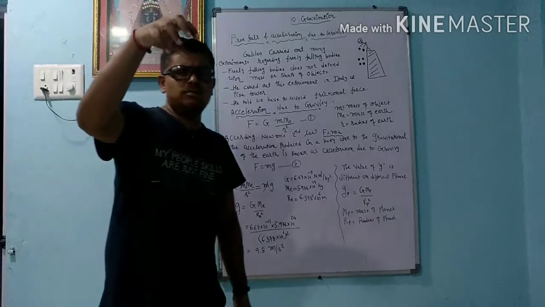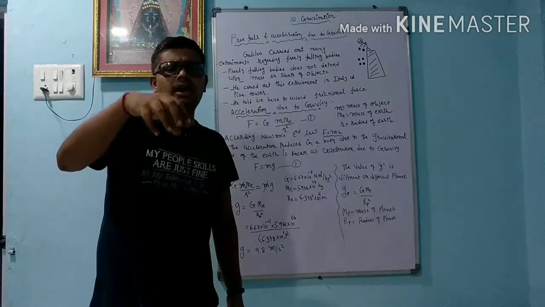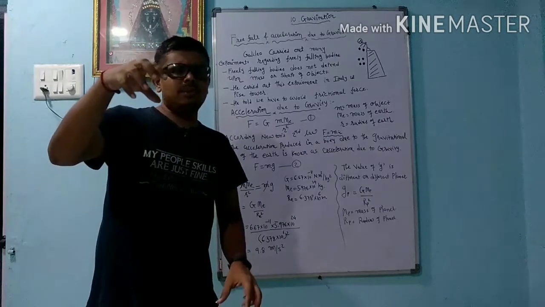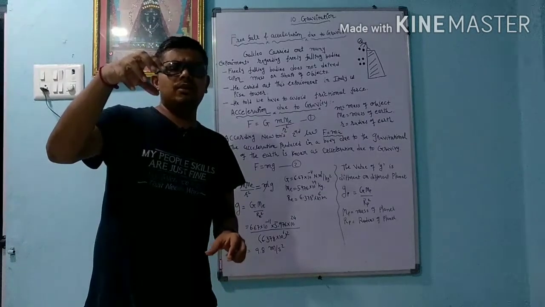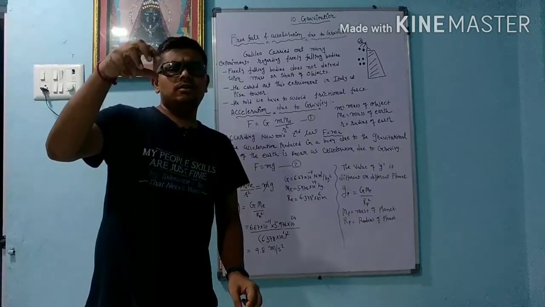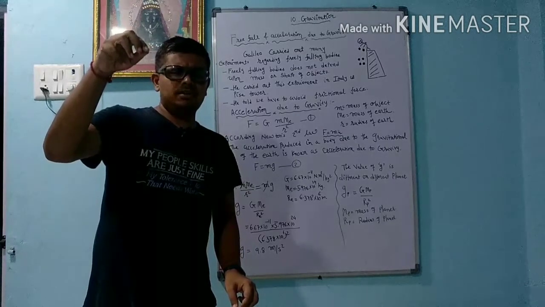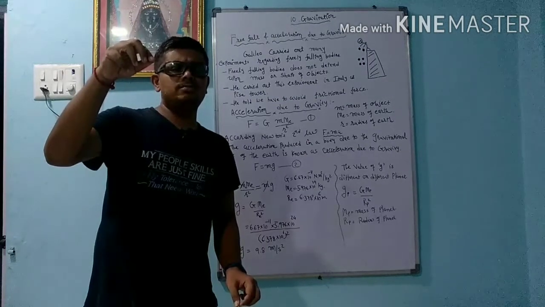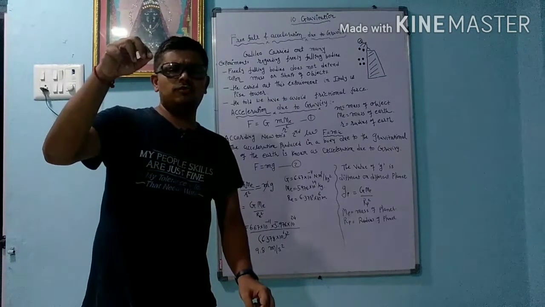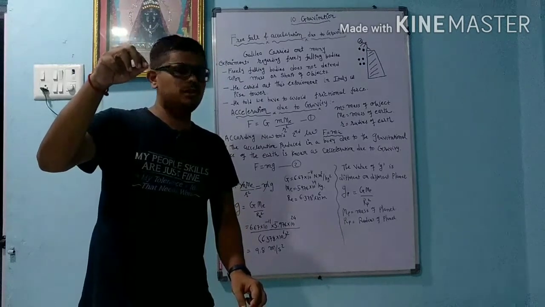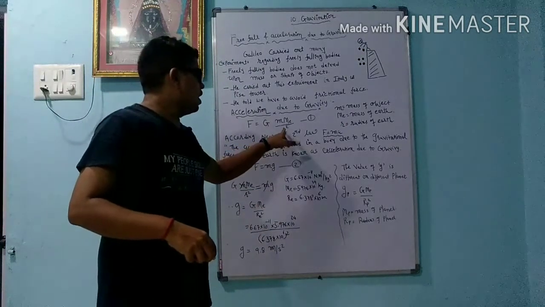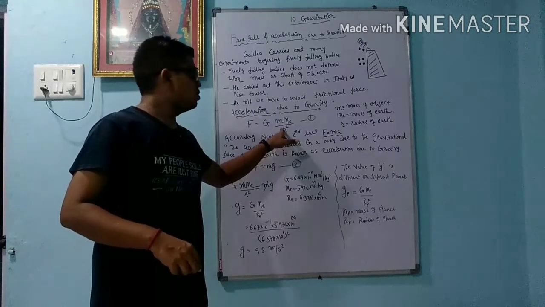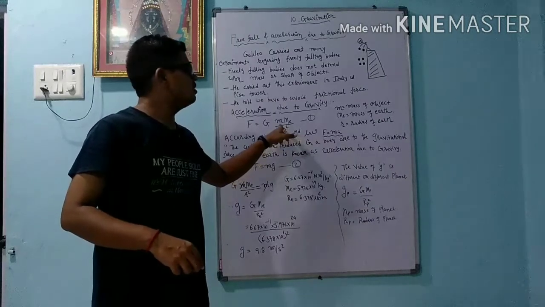Now whenever I drop the object, attraction between the object and the earth takes place. So the distance between them will be between the center of the earth and the center of the object. Ultimately I have to calculate the distance between the object and the center of the earth, so I can take the radius of earth. So instead of r square, the distance between two objects, I can take the radius of earth, Re square.